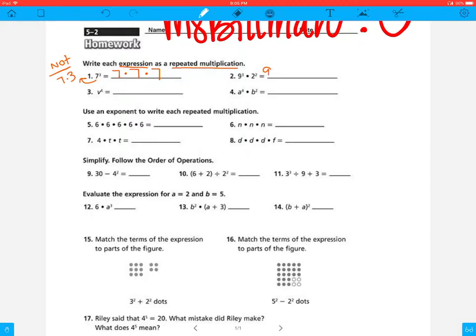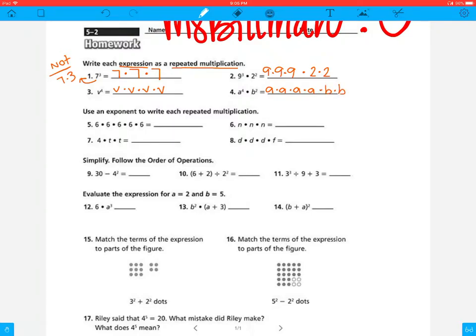It is not that. So for this one, 9 to the third power multiplied by 2 to the second power. So 9 multiplied by 9 multiplied by 9 multiplied by 2 multiplied by 2. For number 3, it's v to the fourth power. So v multiplied by v multiplied by v multiplied by v. Hopefully I said that 3 times. Multiplied by v. Wow. And then number 4, a to the fourth power multiplied by b to the second power.